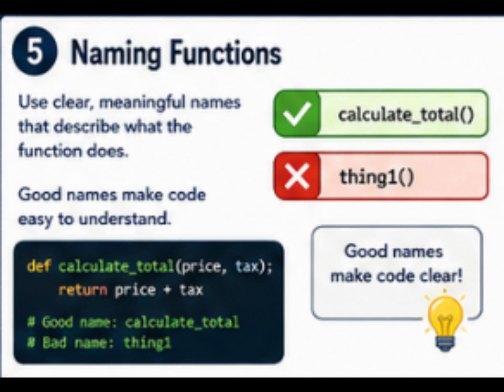Choosing good names is important. The function called calculate_total clearly tells us what it does. A name like thing1 gives us almost no information. When working on larger programs, meaningful names make code easier to understand and maintain. Other programmers should be able to guess what a function does simply by reading its name.